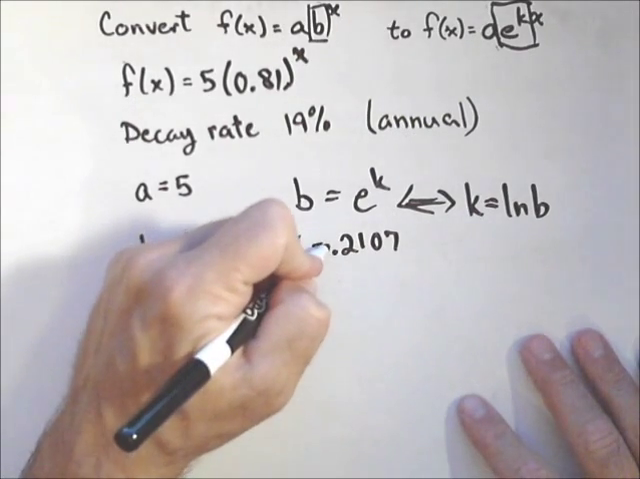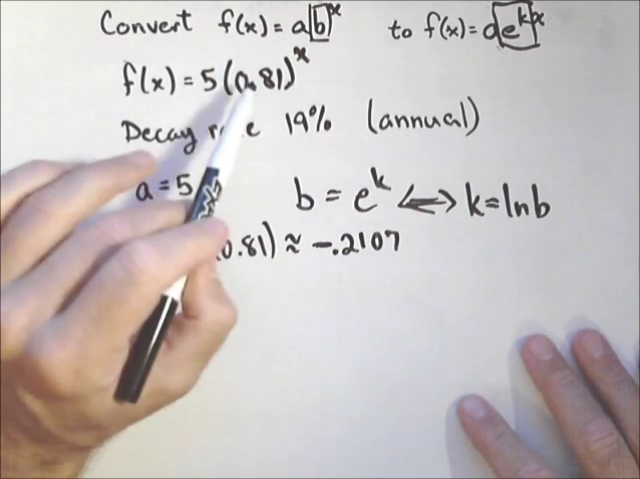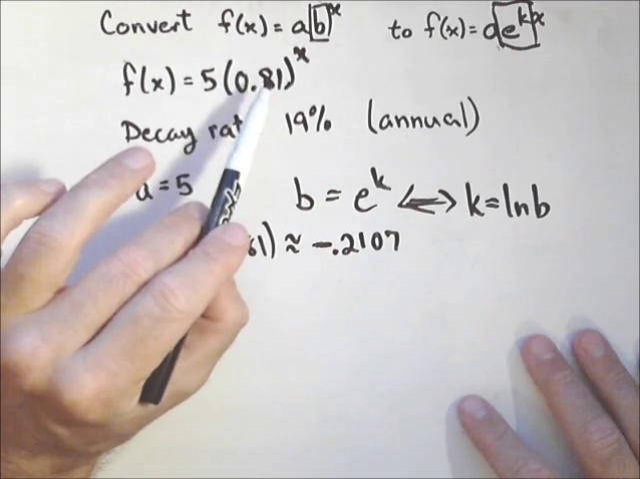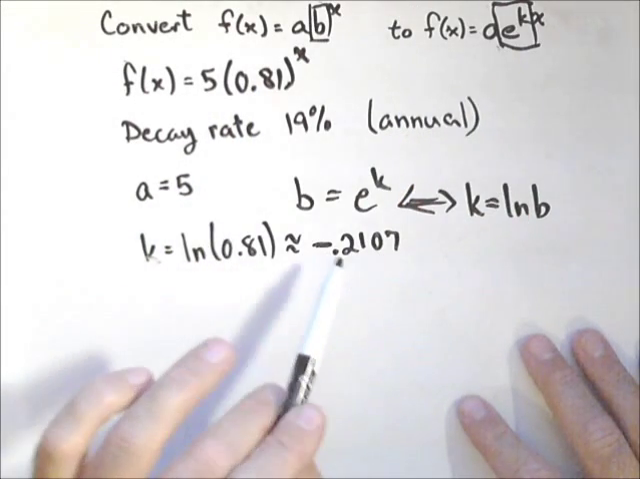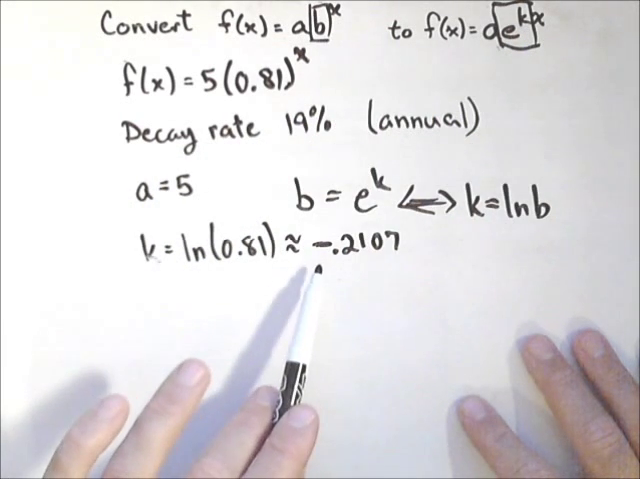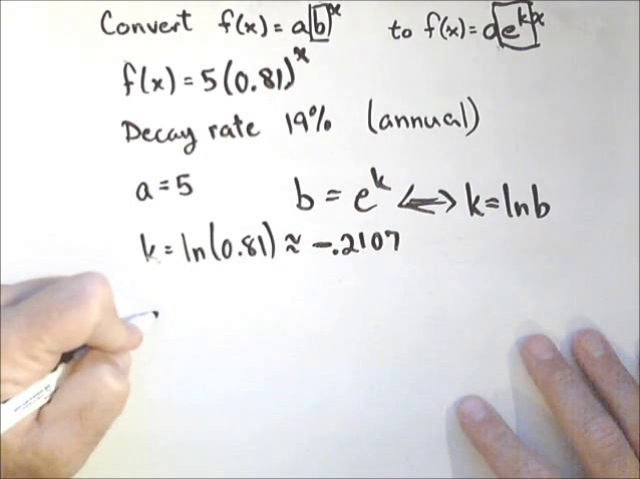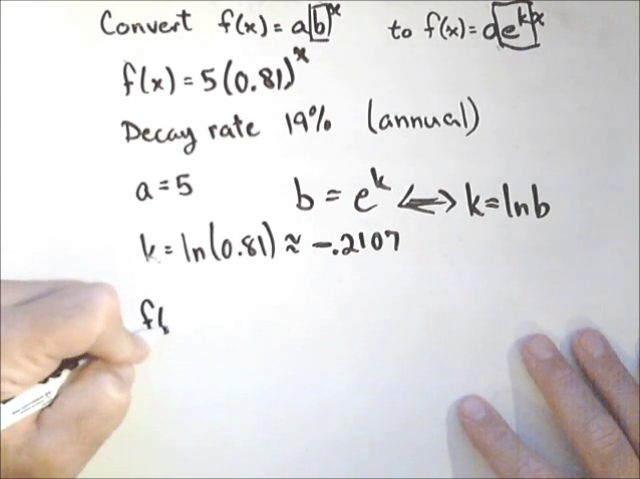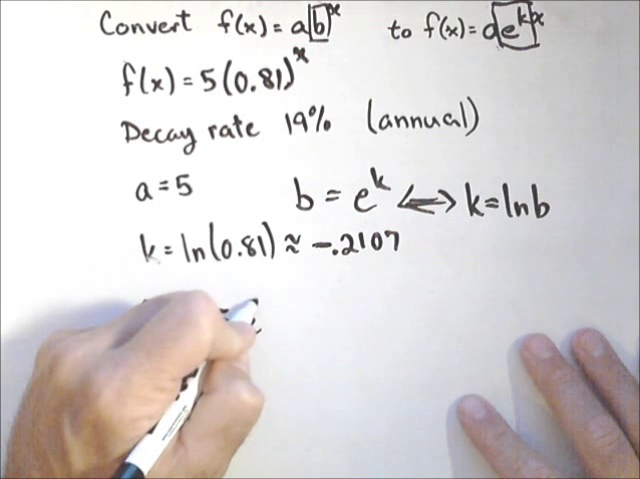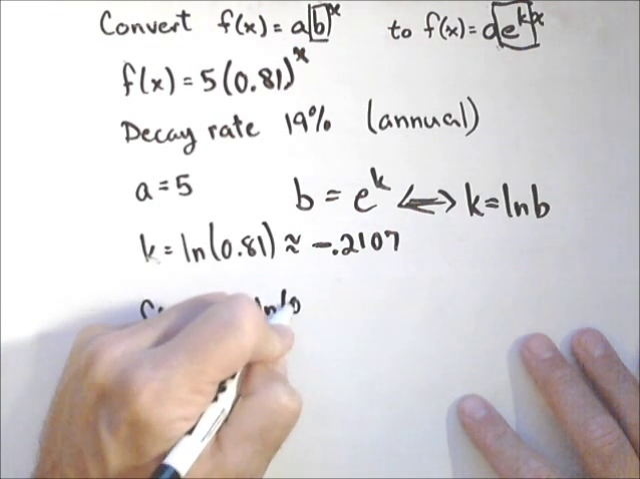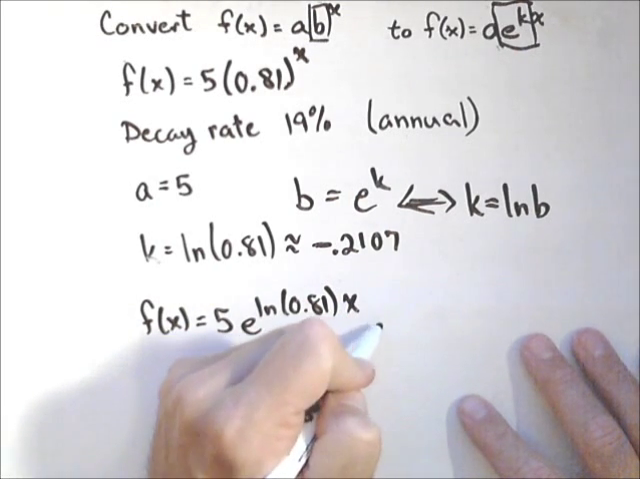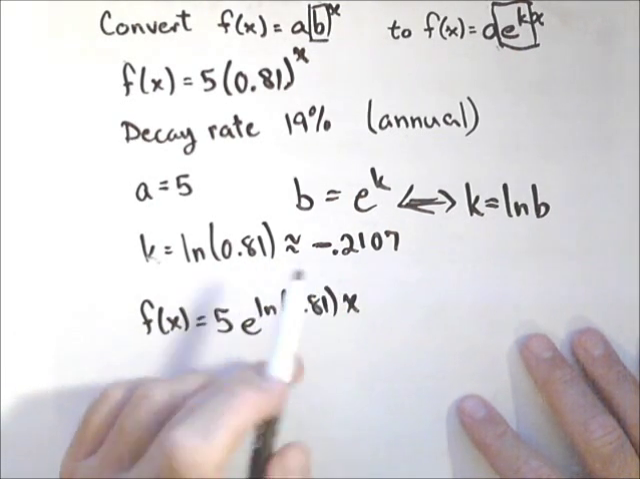Now remember, we said it was decaying. So in this form, for decay, we want to see that the base is less than 1. In this form, we need to see that the k, our rate, is negative. So our model in this other form, we could write it as f of x equals 5 e to the natural log of 0.81 times x. Or we could use our approximation.